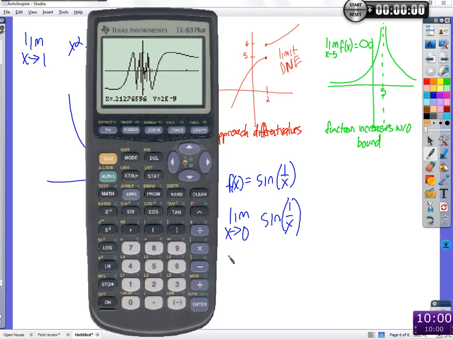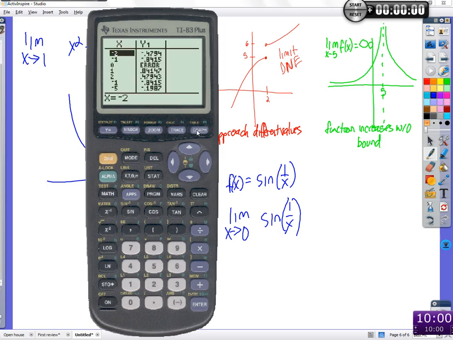just goes back and forth between 1 and negative 1. It doesn't get bigger than 1, it doesn't get smaller than negative 1, and as we get closer to 0, it just keeps going up and down. Just keeps going between two values. Okay. Let's just confirm that using the table. How do we use the table to confirm that? That it's just going back and forth, and it's not settling down and getting close to a certain value.